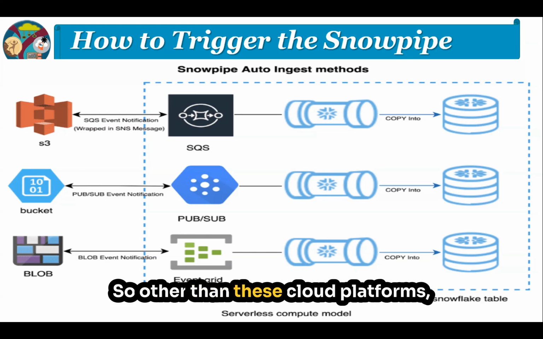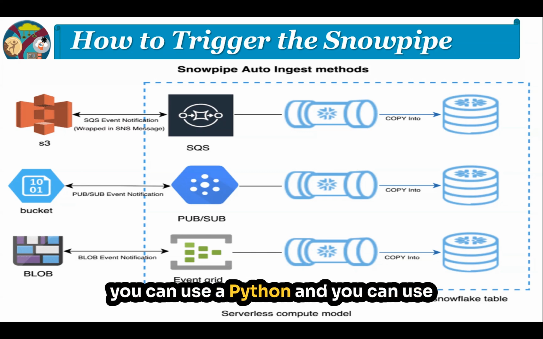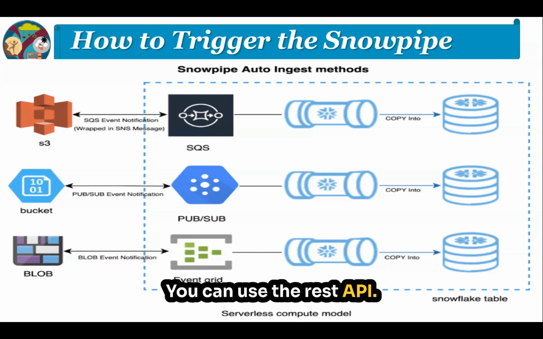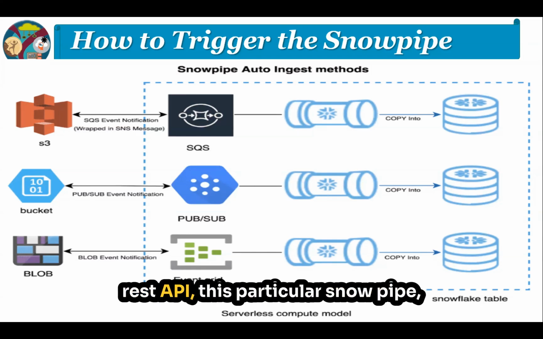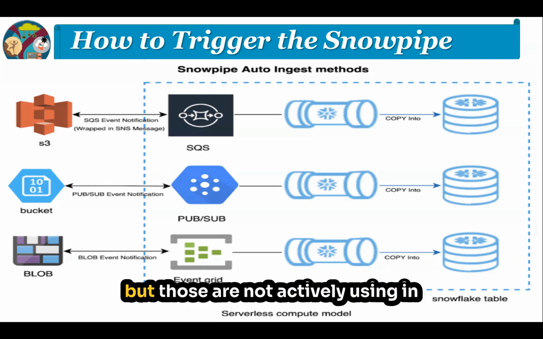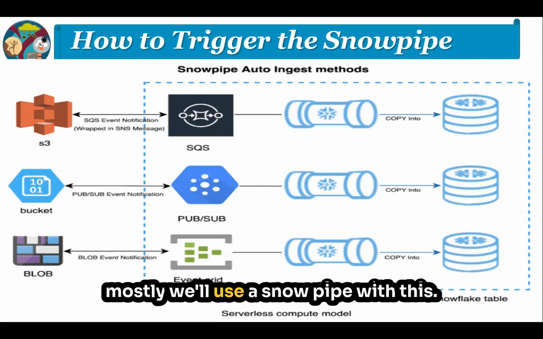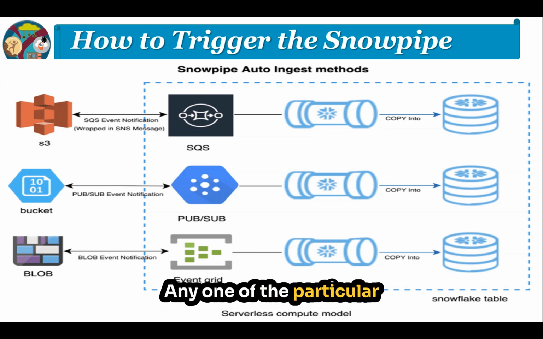Other than these cloud platforms, you can use Python or other programming languages. You can use a REST API. You can still call this particular Snowpipe by using the REST API, but those are not actively used in real time. Real-time projects mostly use Snowpipe with any one of these cloud services.